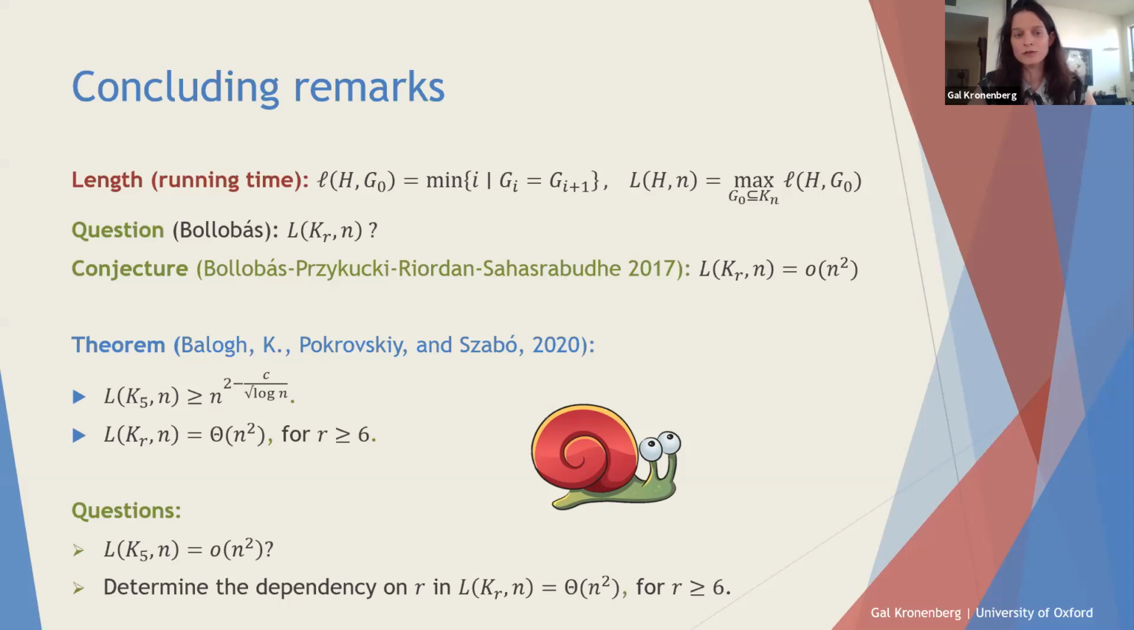So the order of magnitude will still be n squared for r at least 6. But I'm not sure about the exact constant. But it is very interesting to think of. Thank you.